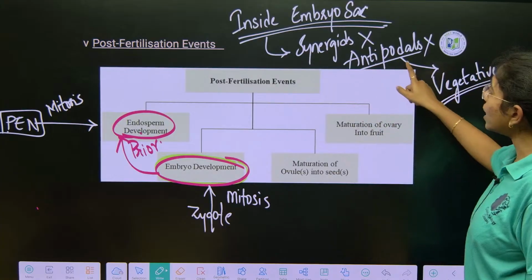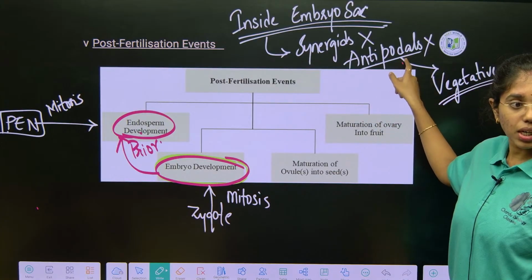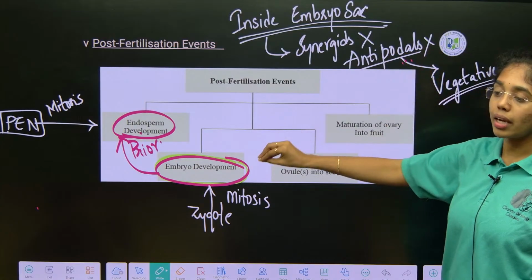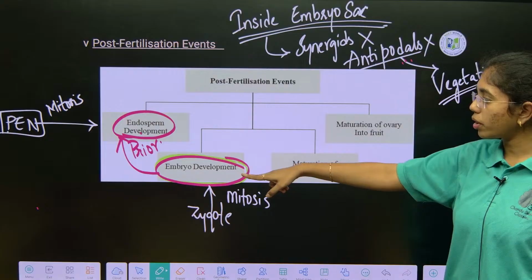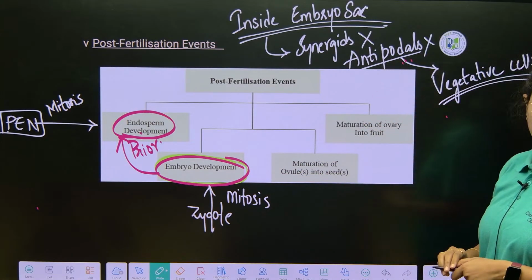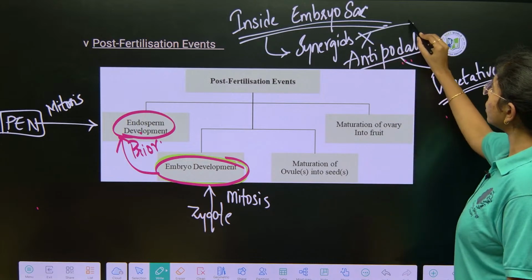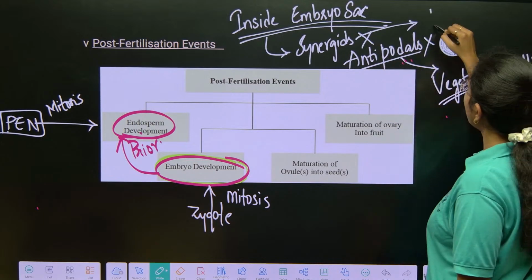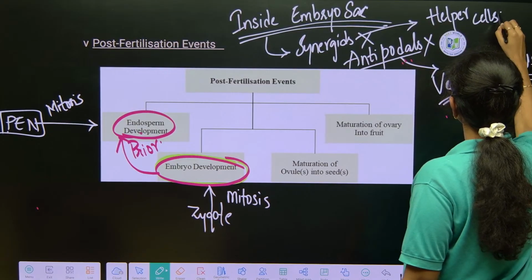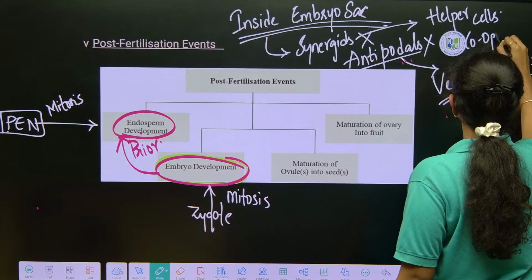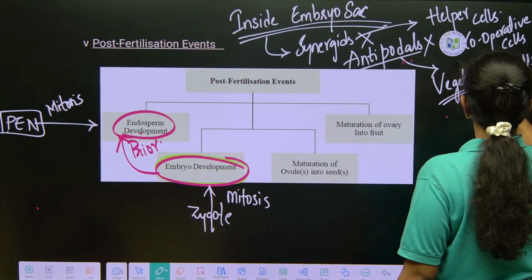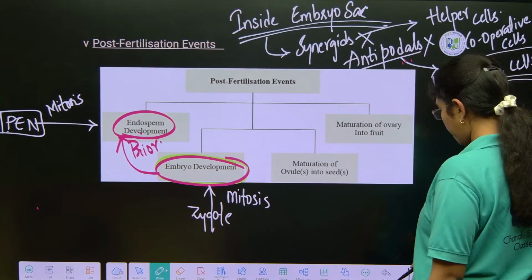The structural degeneration will happen. Structurally the structures will be degenerated, but they will serve a nourishment or nutritive function for the development of the embryo and endosperm. Okay. Antipodals are also known as what? Vegetative cells. Same is the case for synergids. Synergids are also known as helper cells or cooperative cells. Clear till here?